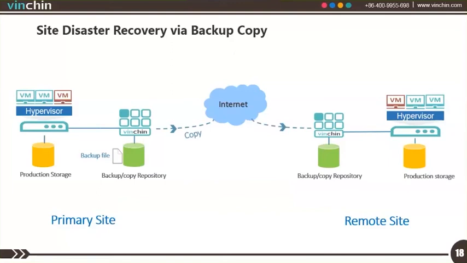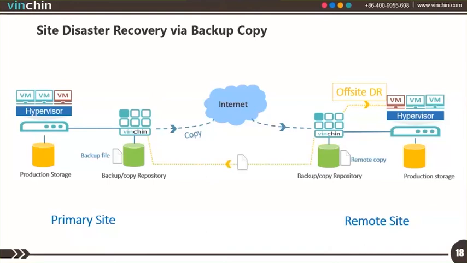At the remote site, I also have installed one Vinchin backup and recovery. So I copy this backup file to my offsite Vinchin backup and recovery, and then I have a remote copy of my primary site's data, right? Then if my primary site is damaged, I can just recover this VM using the remote copy to the remote production system. This is what we call offsite disaster recovery.